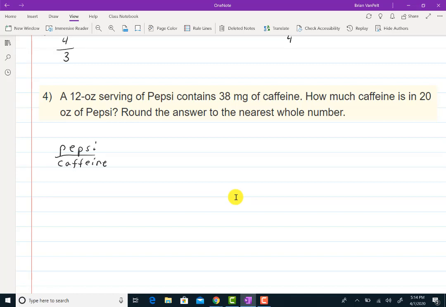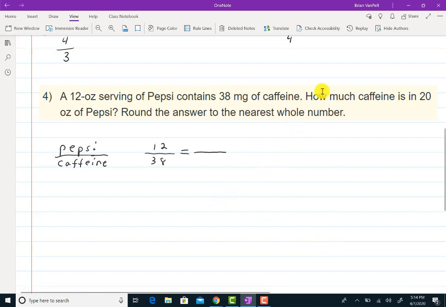You could turn yours upside down, just so long as you get everything else in the right spots. So when I set up my proportion, the numerators are always going to use Pepsi. How much Pepsi was involved? We're told that 12 ounces gave 38 milligrams of caffeine. So 12 ounces of Pepsi, 38 milligrams of caffeine.